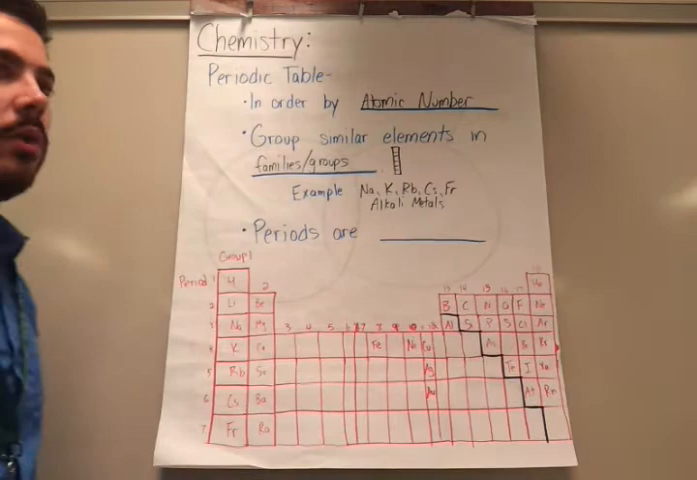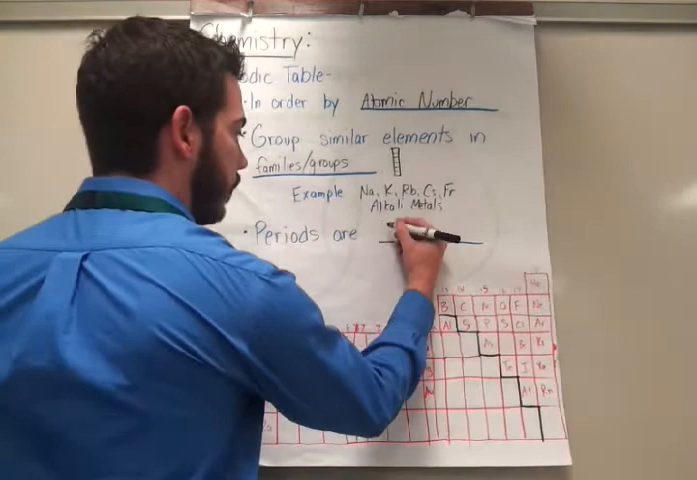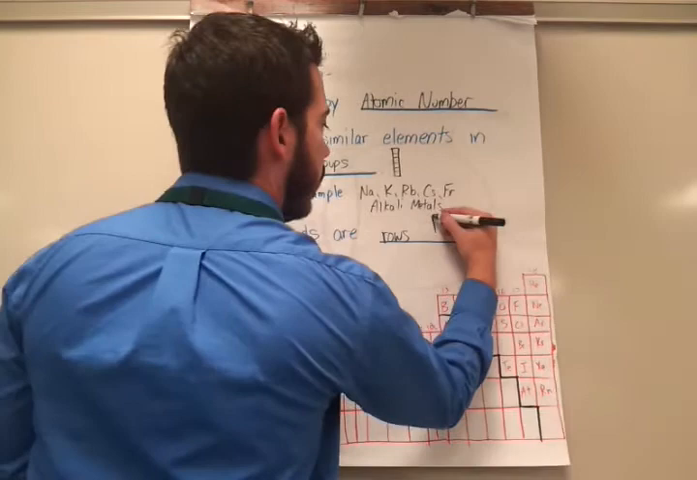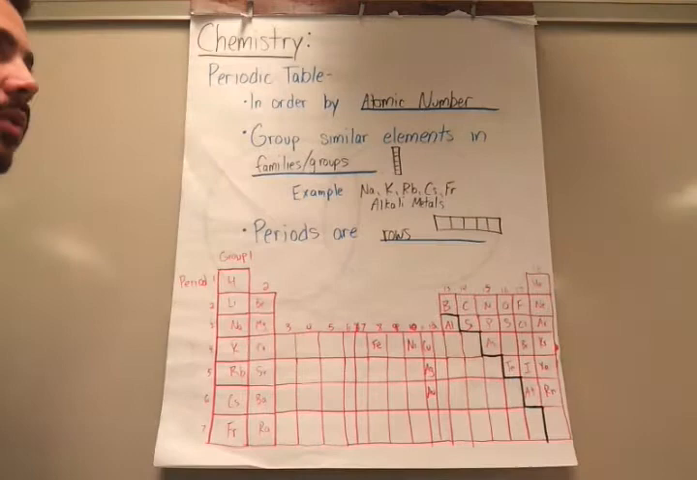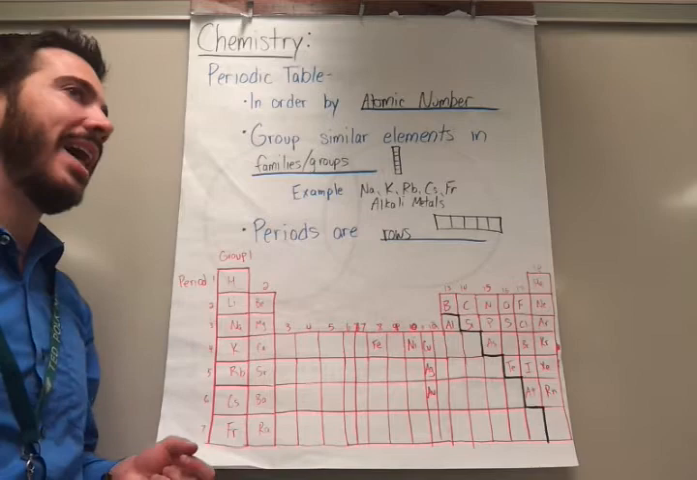Periods are rows on the periodic table. So they go across, left and right. It'd be like this. And periods don't really tell you a lot of information about an element. They're grouping elements of similar atomic number, similar mass. But in terms of their properties, they tend to be very different going across a row.